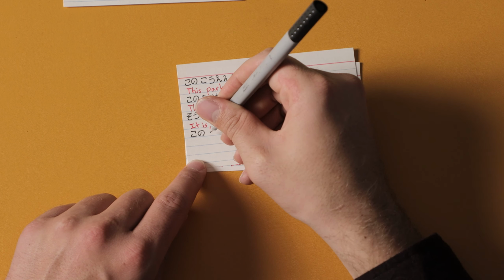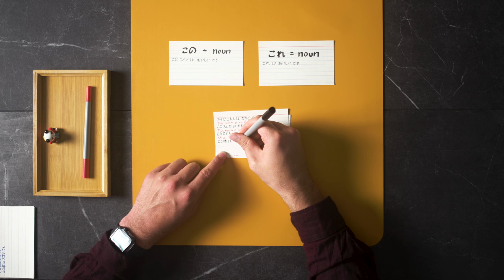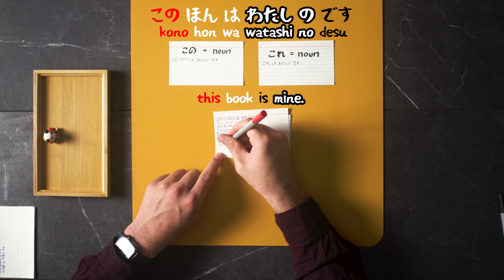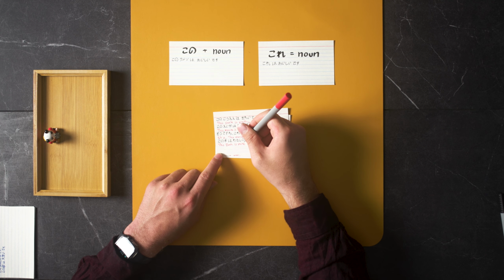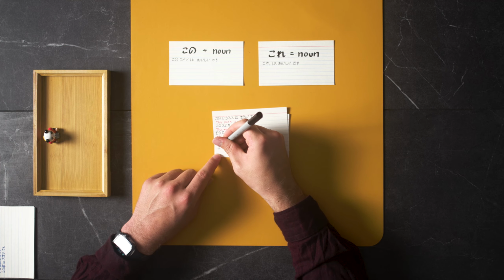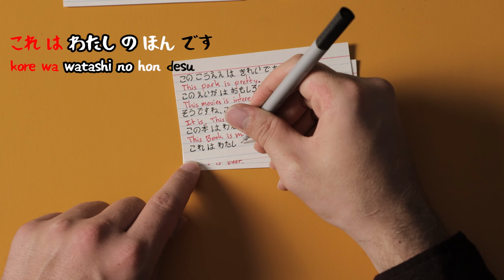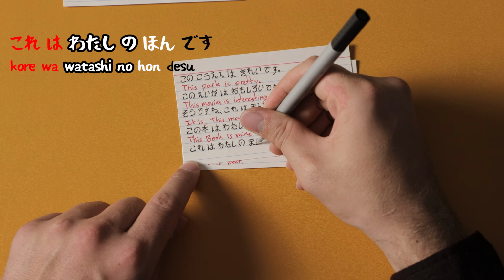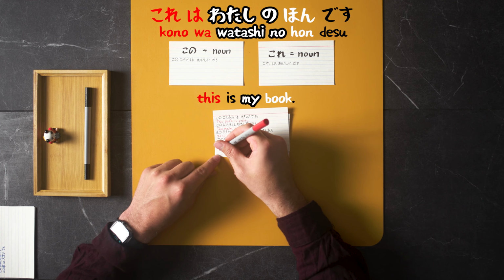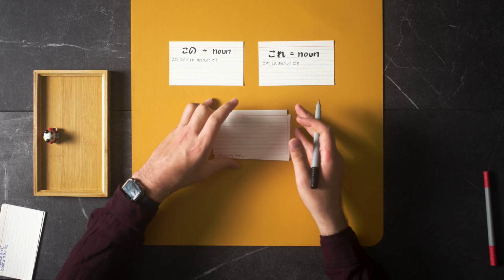Here's another look into a sentence that can be said two different ways with both kono and kore. First one, kono hon wa watashi no desu. This book is mine. This next sentence does the exact same thing, but uses kore instead of kono. Kore wa watashi no hon desu. This is my book. This is a perfect way to show the two different ways you can say the exact same thing, but one with kono and one with kore.